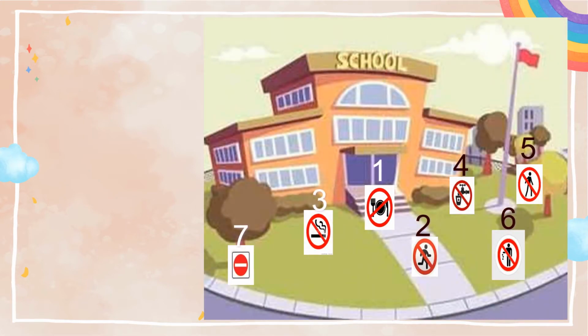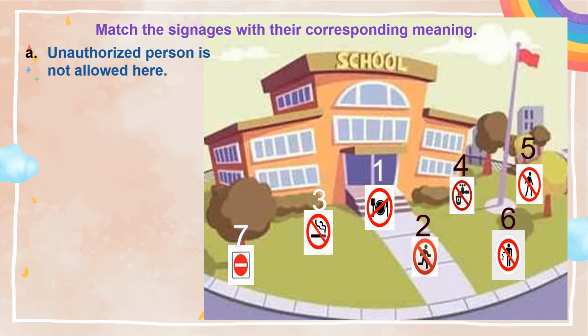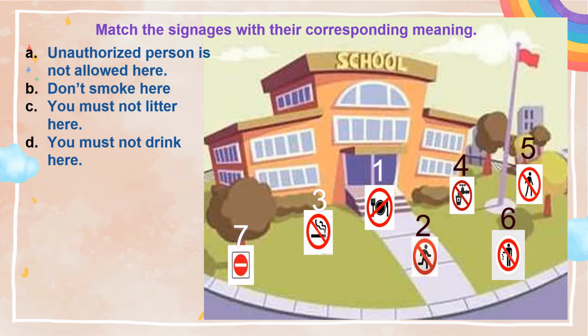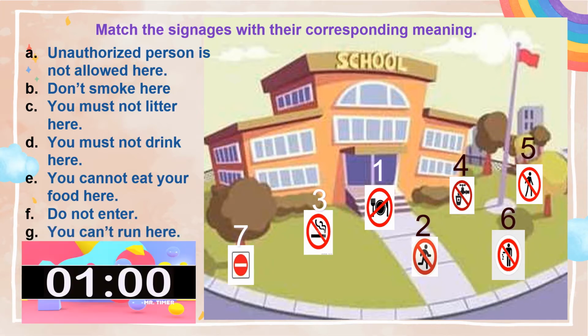Get a piece of paper and try to answer this activity in 1 minute. Match the signages with their corresponding meaning. Let me read the options. A. Unauthorized person is not allowed here. B. Do not smoke here. C. You must not litter here. D. You must not drink here. E. You cannot eat here. F. Do not enter. And G. You can't run here. I'll be giving you 1 minute to finish this activity. And your time starts now.